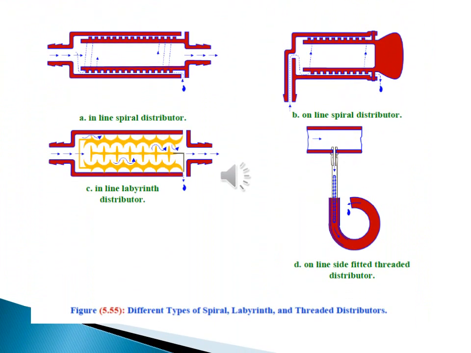Figure showing different types of inline and online spiral, Lorentz and threaded distributors, as you see.